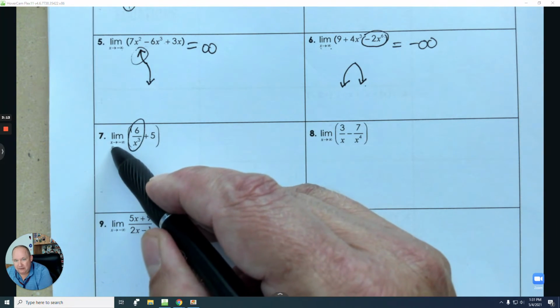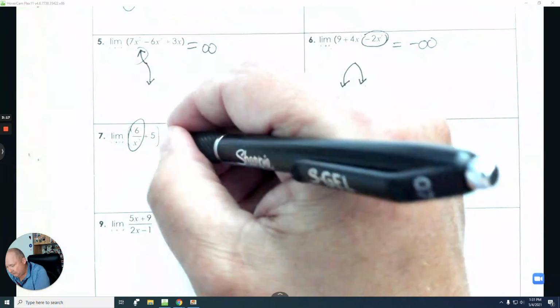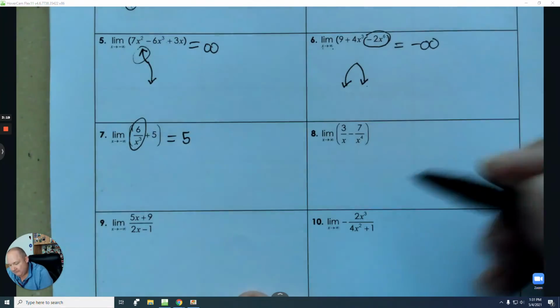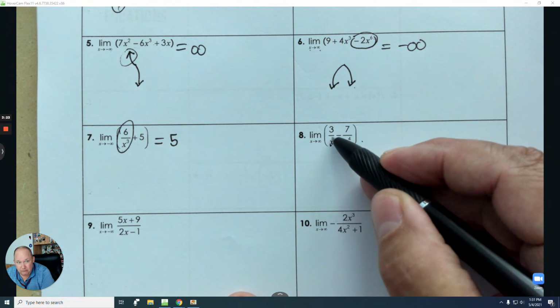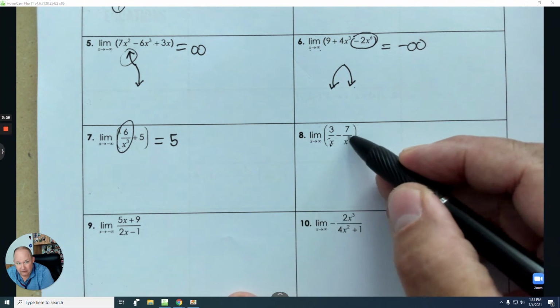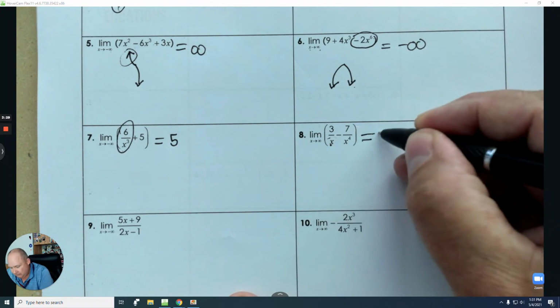So as x approaches negative infinity, this will be 0, but we still have to add 5, and there's our answer. Here, as x approaches infinity, so as you put in large numbers for x on either side, both fractions are approaching 0, and there's your answer.